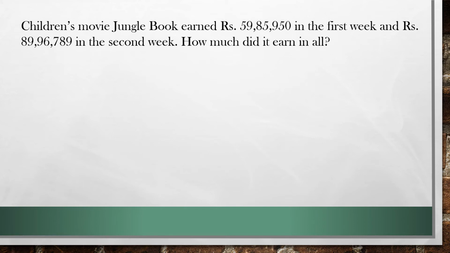You all must have watched the movie Jungle Book. The Jungle Book, the picture with Mowgli that we watch, when it was released in theatres, it had collected 59,85,950 rupees in the first week and 89,96,789 rupees in the second week. How much did it earn in all? In all means total, how much has the picture earned.